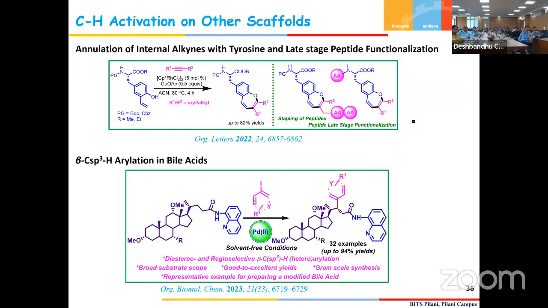But anyways, we have done the functionalization on tyrosine. Again, the concept is CH activation. It's very beautiful chemistry, and we have explored this for late stage peptide functionalization on tyrosine containing peptides. Very recently, a few days back, we published this where we activated the beta position of bile acids by installing this quinoline auxiliary at the carbonyl C24 carbon, and achieved the arylation or heteroarylation at the C(sp3)-H, which is actually difficult. So these are the 2 things we have done.